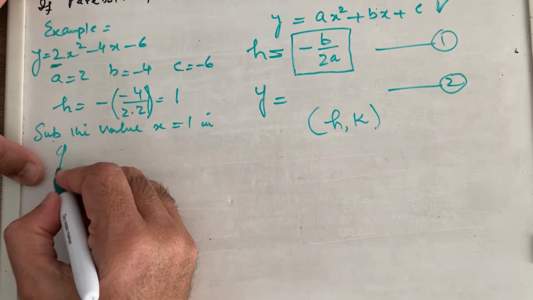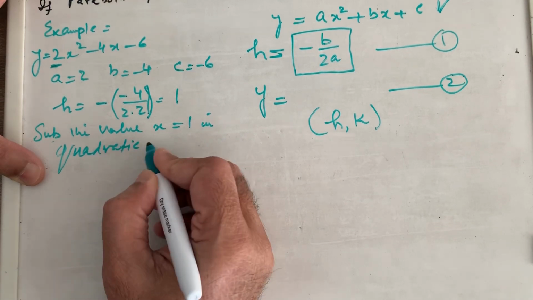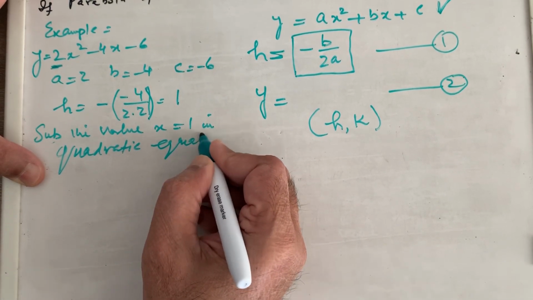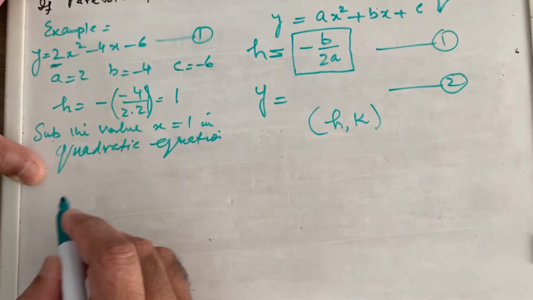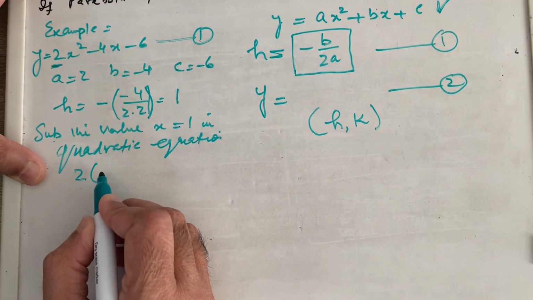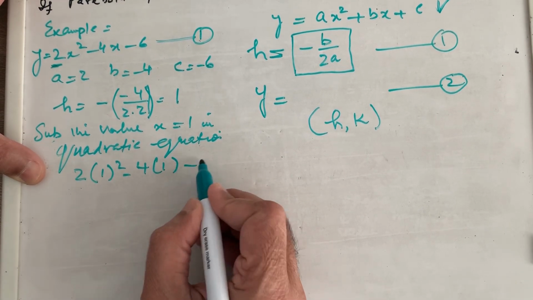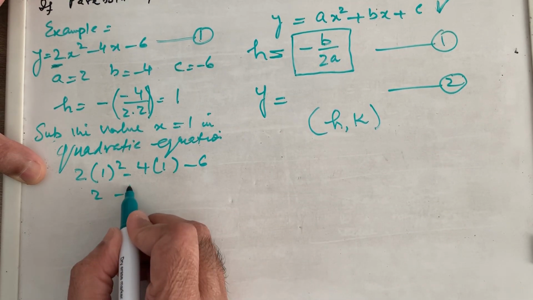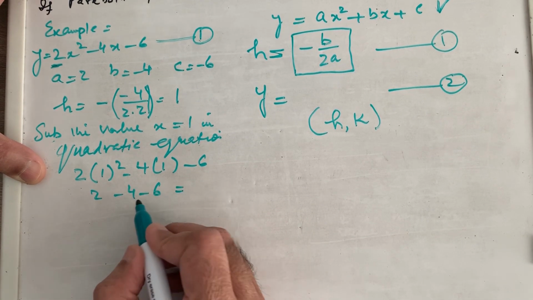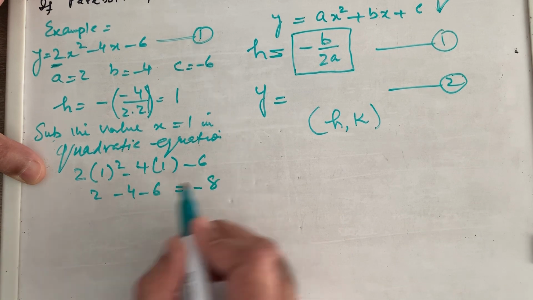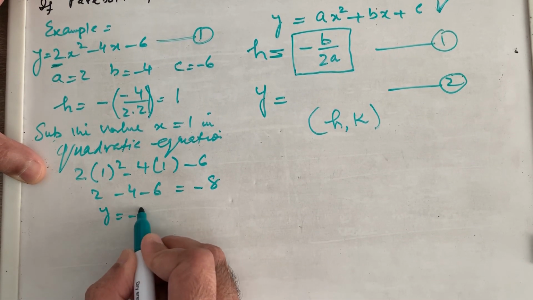So we substitute back in here. This is my equation, right? So 2 times 1 whole squared minus 4 times 1 minus 6. So 2 minus 4 minus 6, and that gives you minus 8, right? So this is your value of y. So that means y is equal to minus 8.